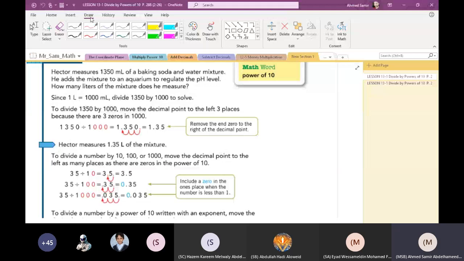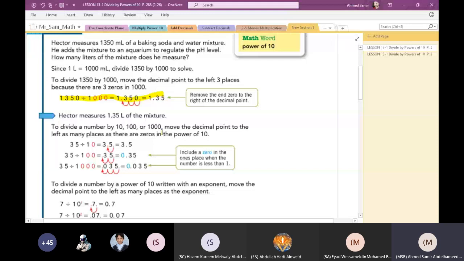Okay, so here we have the example: 1,350 divided by 1,000. There are no decimal digits, right? How many zeros are we dividing by? 3 zeros. So we're moving the decimal point, which is here, but we don't write it, and we're moving it to the right or left? To the left, because we have division here. For division, we move to the left.